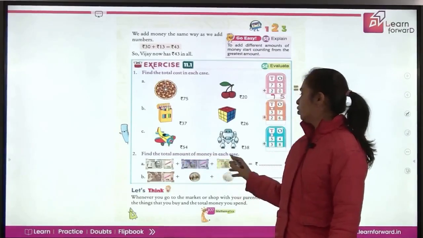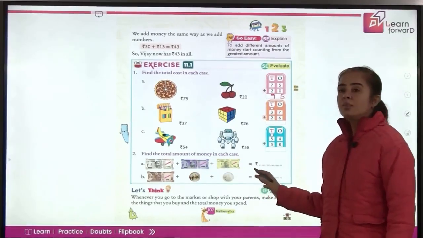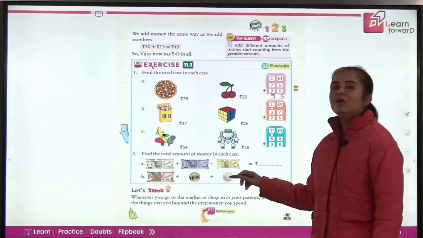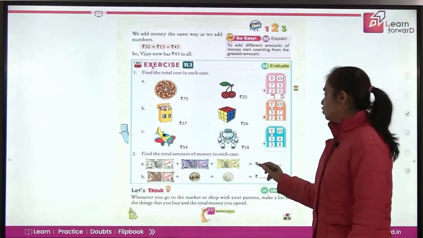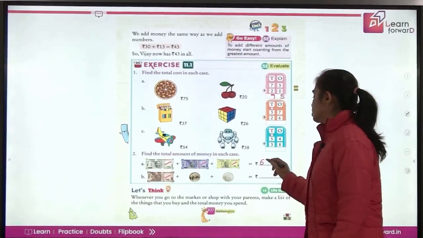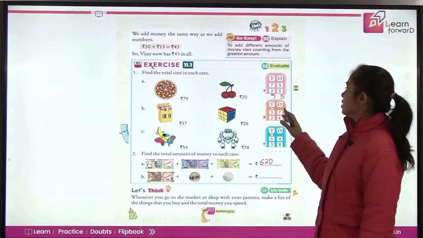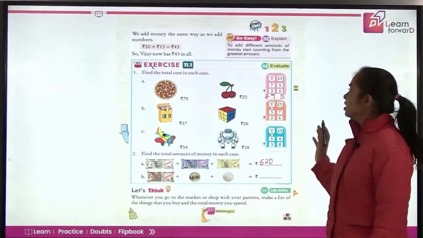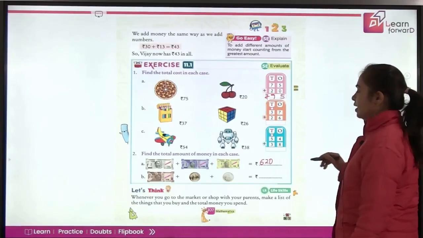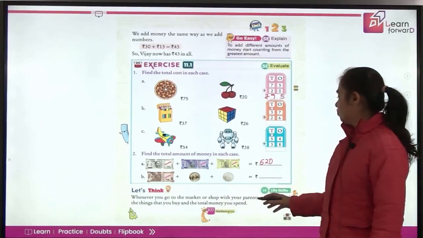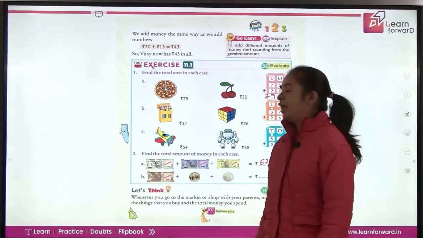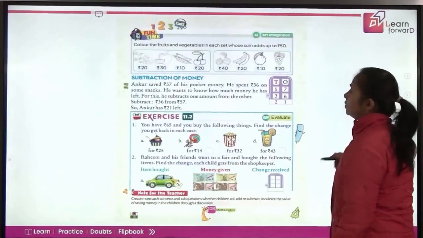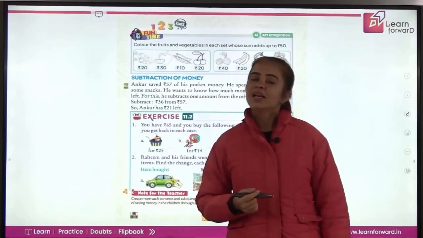Now find the total amount of money in each case. So here you see some notes and coins. Let's see, 500 plus 100 is 600 plus 20 is how much? 620. So we'll make sure to write rupees before it and you get 620. Here also the sum is done, but then because this is a value amount, you should write here rupees 95. Right? Now, going ahead, let's think. Whenever you go to the market or shop with your parents, make a list of things that you buy and the total money you spend. So that way you will be practicing adding the bill and making the total amount.